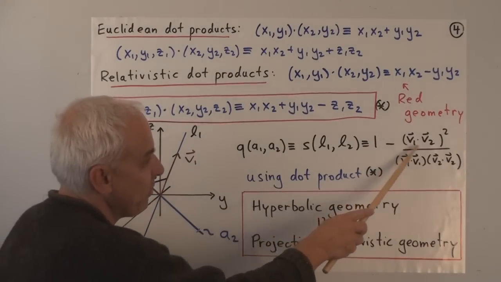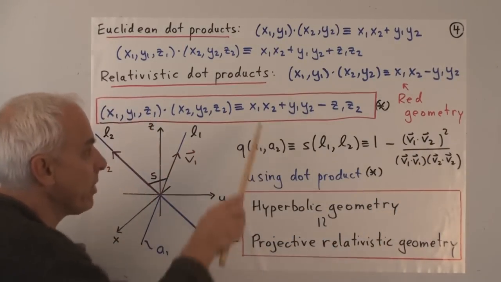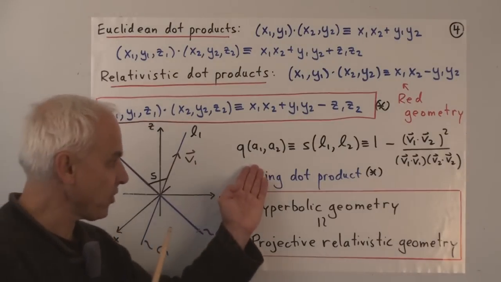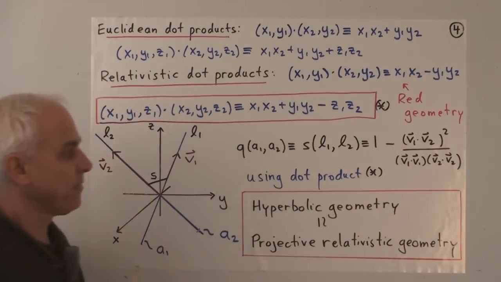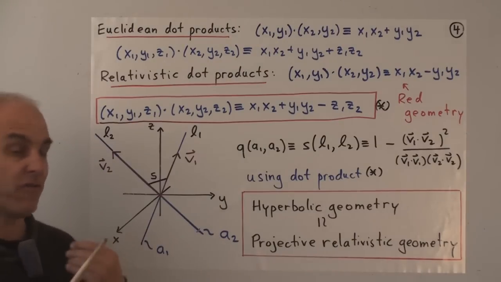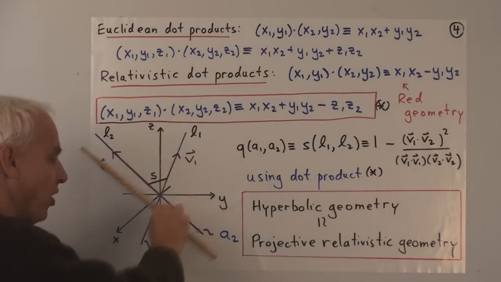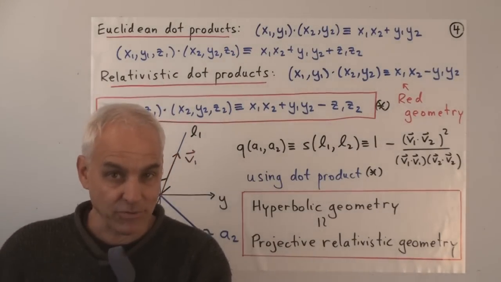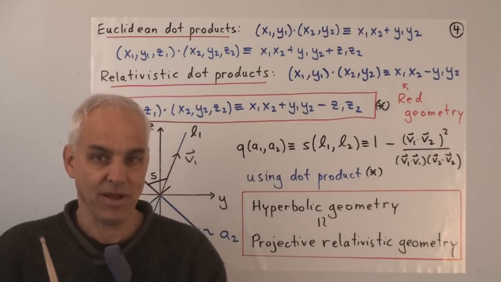1 minus v1 dot v2 squared divided by v1 dot v1 times v2 dot v2, where we were using this as the dot product. So our formula for the quadrance is exactly this kind of thing, where we're using this dot product. In other words, it has the interpretation of being a spread between these 2 vectors. In other words, what we're calling a hyperbolic quadrance has another interpretation in affine geometry as a spread between 2 lines.